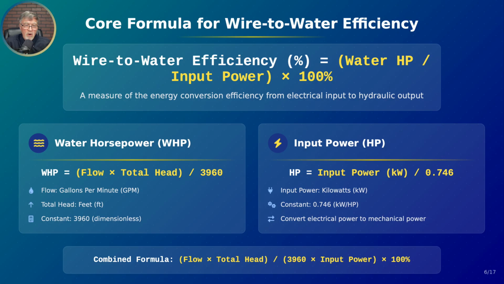Now, your input power, which is your horsepower, is going to be your input power in kilowatts divided by 0.746. Once again, a constant there. So your input power is in kilowatts. Your constant is kilowatts per horsepower, 0.746. This converts electrical power to mechanical power. So the combined formula is flow times total dynamic head divided by 3960 times the input power times 100%.